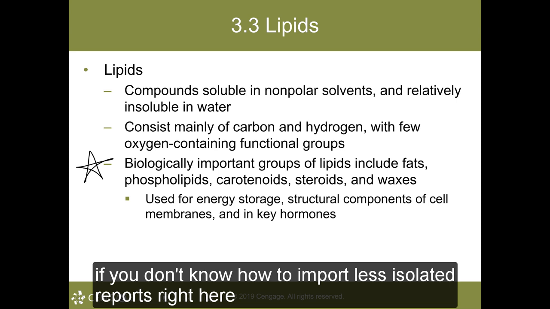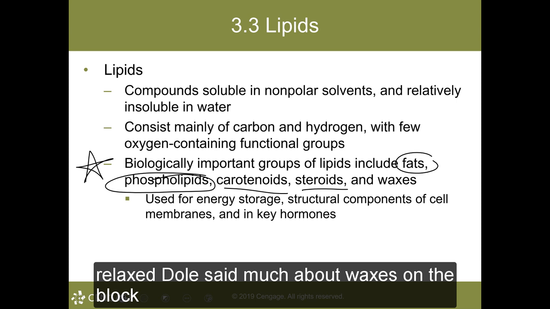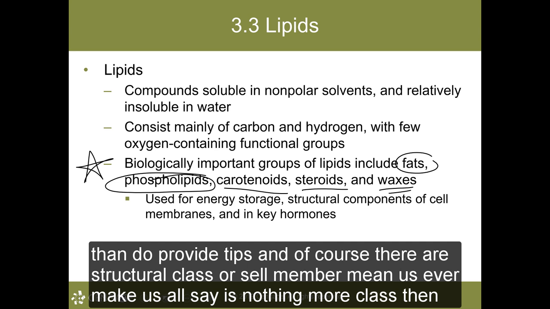So as I'm giving you all of that, if you don't know how they're important, get your importance right here. They're important because they make up our fats, those phospholipids, the carotenoids, the steroids, and even the waxes, which I won't say much about. I'll be blunt. So why are they here? They're here to provide us with energy, meaning they store so much more energy than do the carbohydrates.